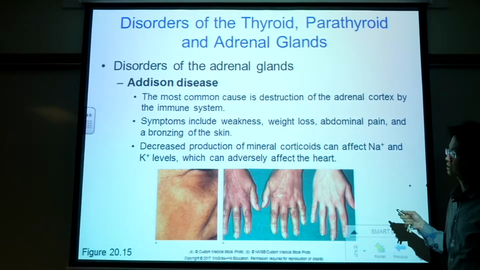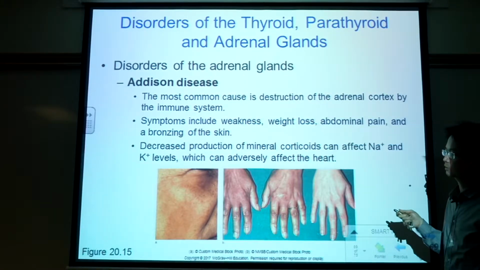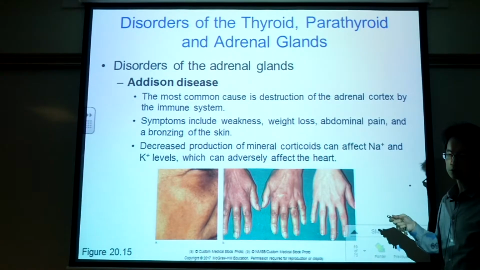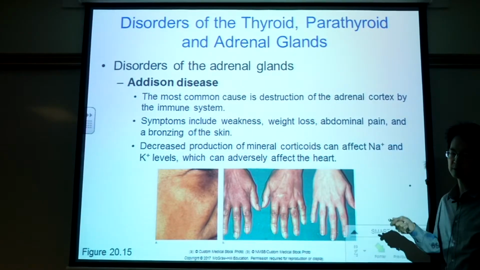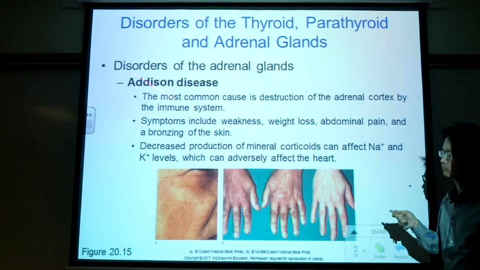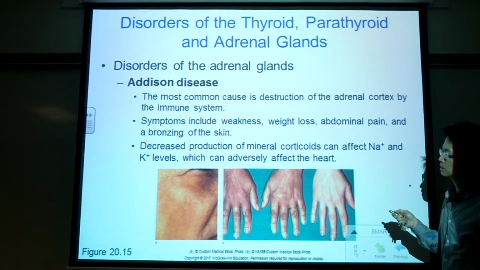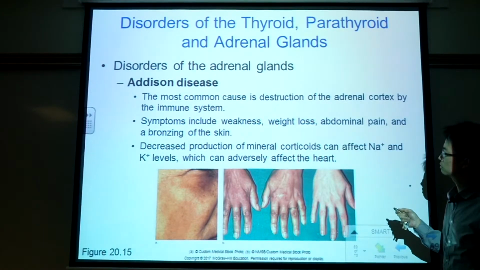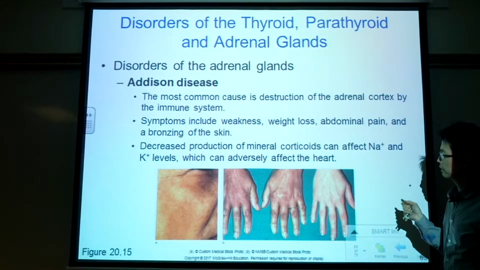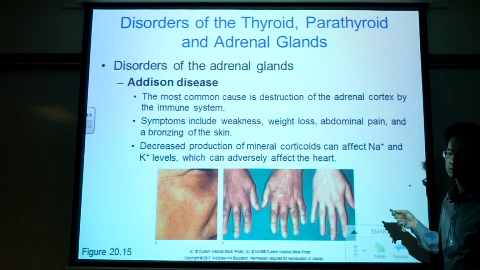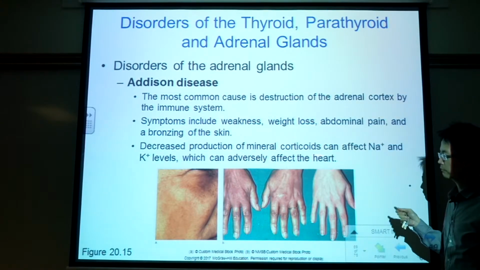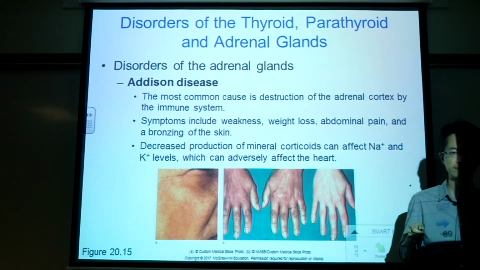So the adrenal cortex secretes two types of hormone. Remember, aldosterone and cortisol. Cortisol is a form of glucocorticoid. Aldosterone is a form of mineralocorticoid. The symptoms when we don't get enough cortisol are weakness, weight loss, and bronzing of the skin. When we don't get enough aldosterone, it affects the reabsorption of sodium. When we don't get enough sodium into the blood, we don't get enough water in our body, and it can affect the heart because it affects blood volume and blood pressure.